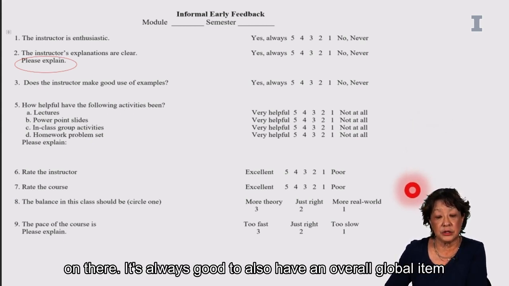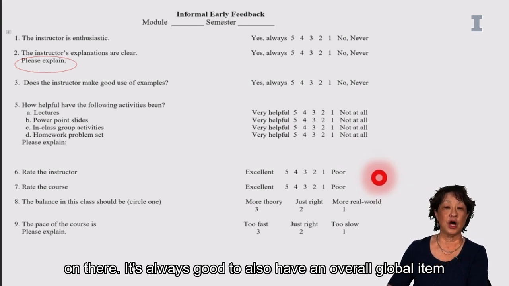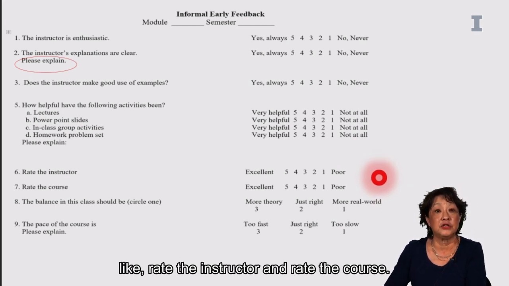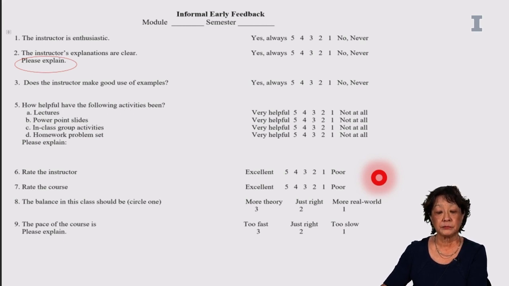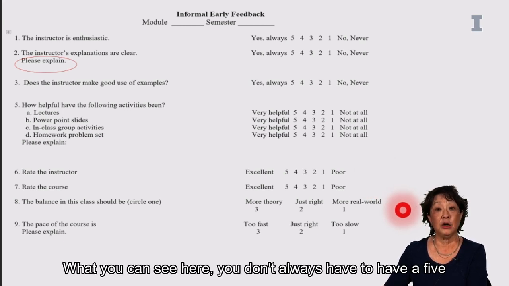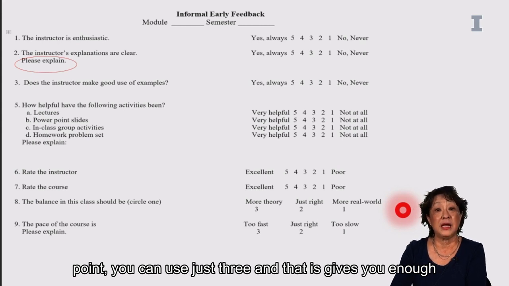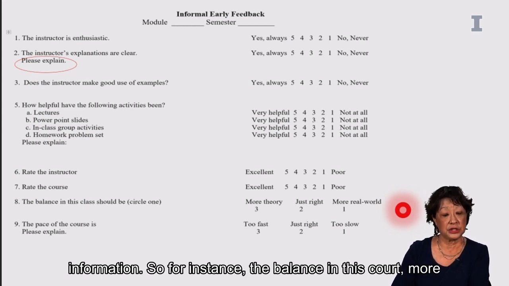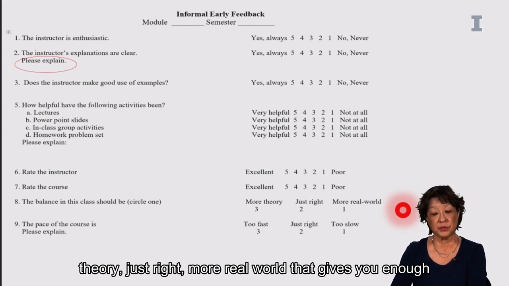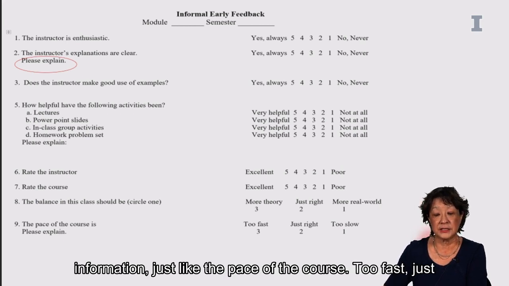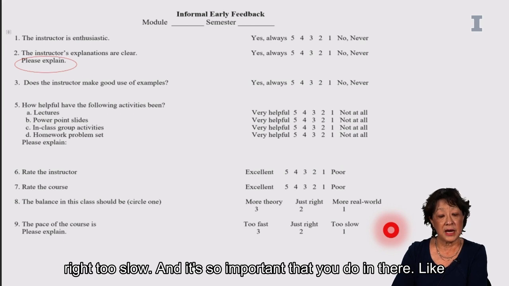It's always good to also have an overall global item, like rate the instructor and rate the course. What you can see here, you don't always have to have a 5-point. You can use just 3, and that gives you enough information. So for instance, the balance in this course: more theory, just right, more real world. That gives you enough information, just like the pace of the course: too fast, just right, too slow.